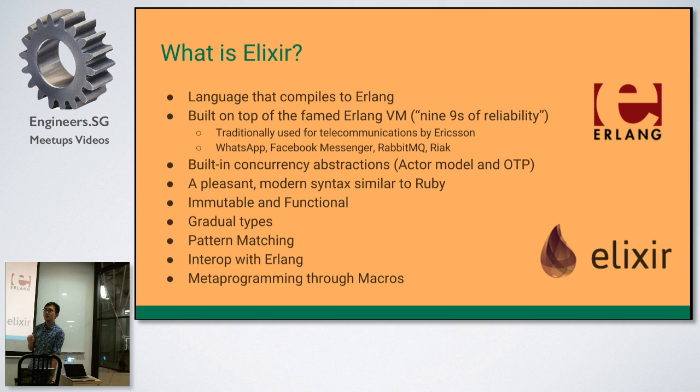You can model your code as a series of data transformations from one input to another and pass it on to the next. So this leads to a lot of readable code in Elixir, if you're writing a library. And you see a lot of libraries use this pattern a lot.